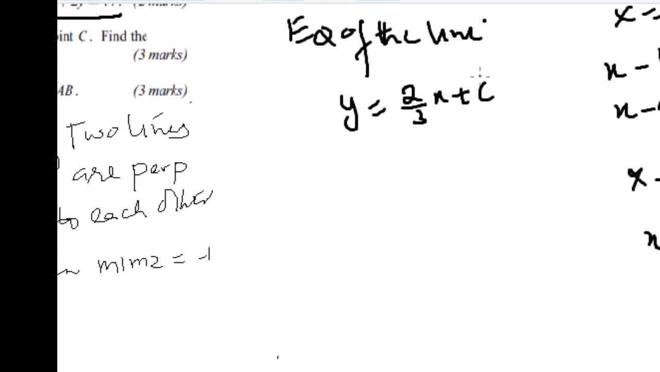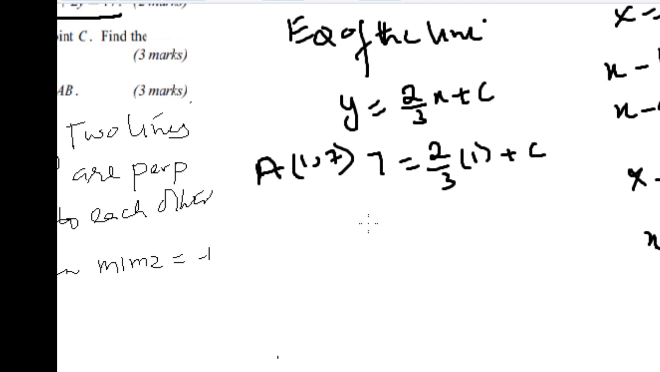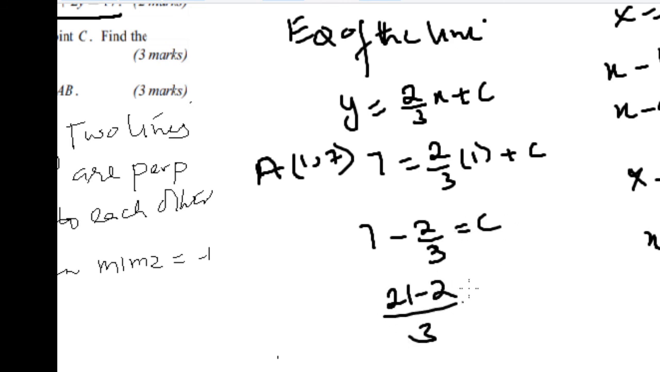Now how to find c? It passes through point A. What is point A? Point A is 1 and 7. So input the values here. 7 is equal to 2 over 3 into 1 plus c. So 7 minus 2 over 3 is equal to c. So 3 sevens are 21 minus 2 is equal to c. So the value of c is 19 upon 3.